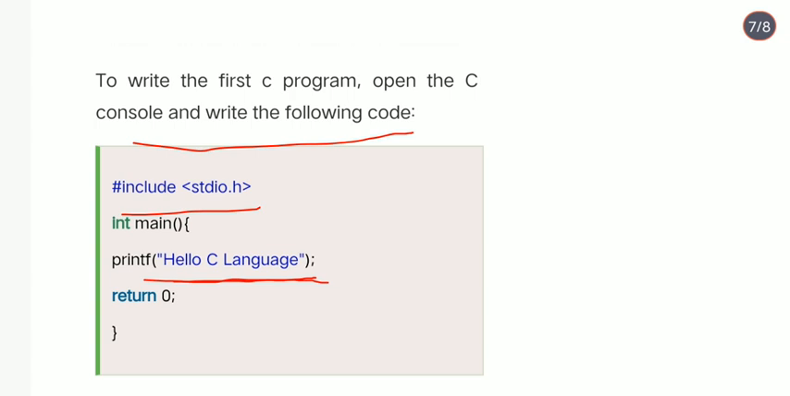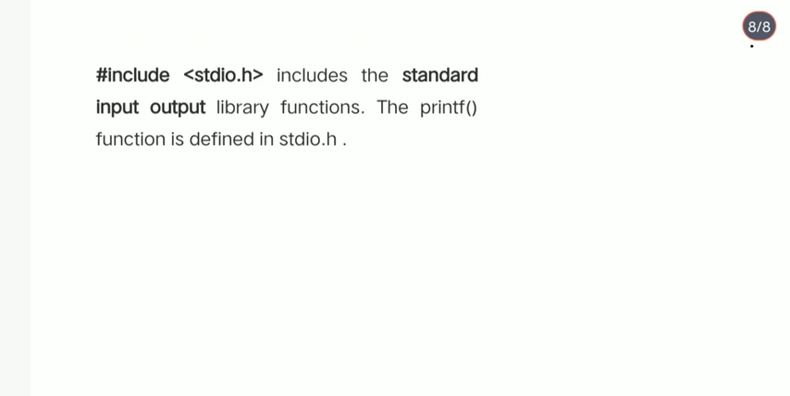So it is very important to write include stdio.h. Without this we cannot write any program. And this main part, int main, is also very important. So we will have to remember these things, because they are part of the syntax. We have to remember all these things, then we can write any code on our computer. As I have told you, include stdio.h includes the standard input output library functions.